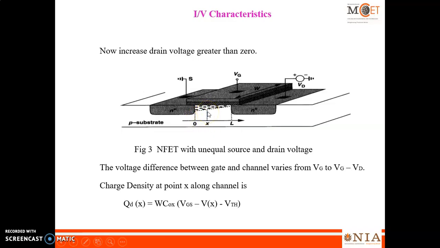How can I find the charge density at this point x along the channel? I can write it as QD of x equal to W C_OX multiplied by (V_GS minus V of x minus V_TH). But what is my ultimate aim? I should find the current. What is the formula to find the current?